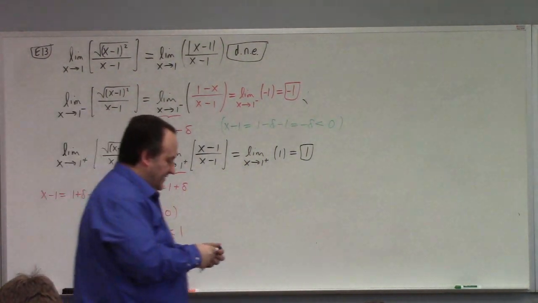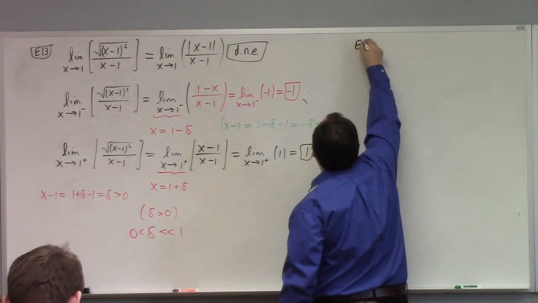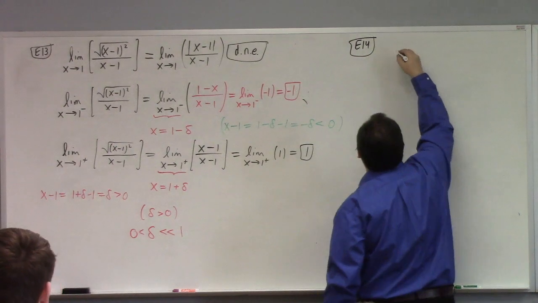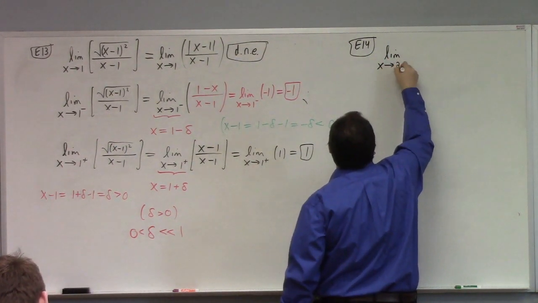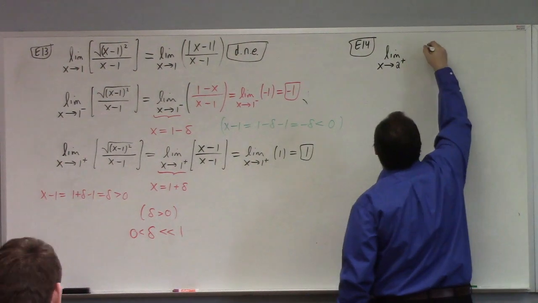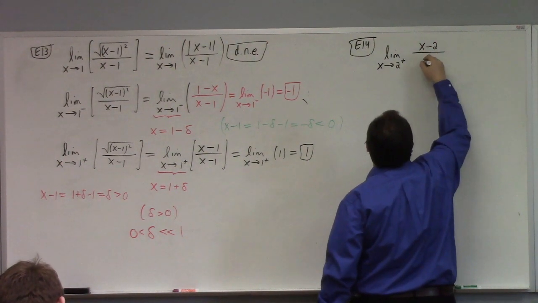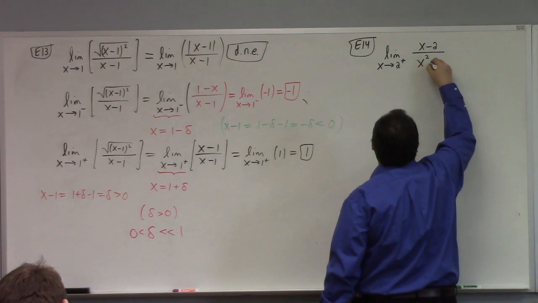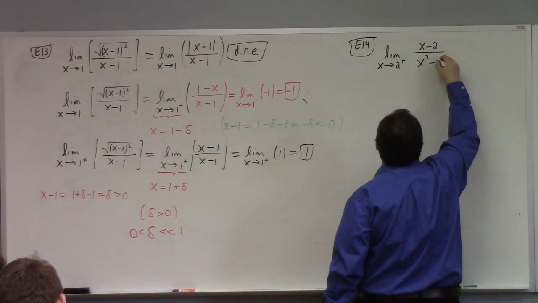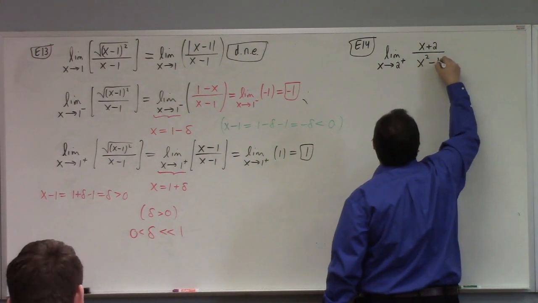Something like example 14, maybe we're up against something like the limit as x goes to 2 from the right of x plus 2 over x squared minus 4. All right, great.